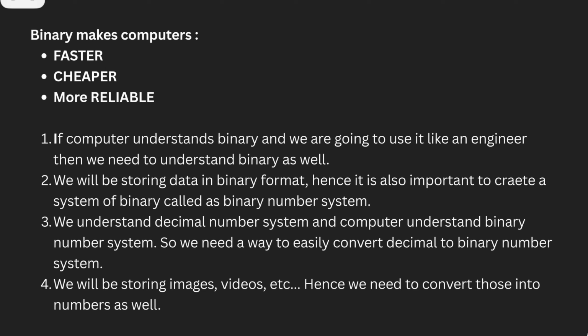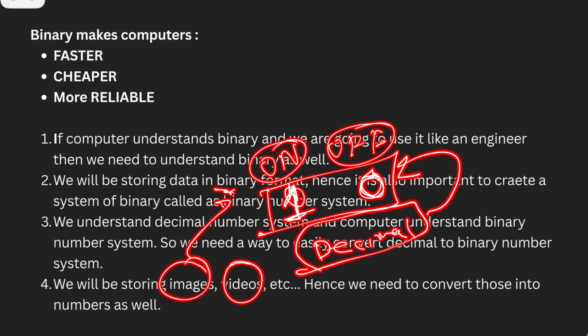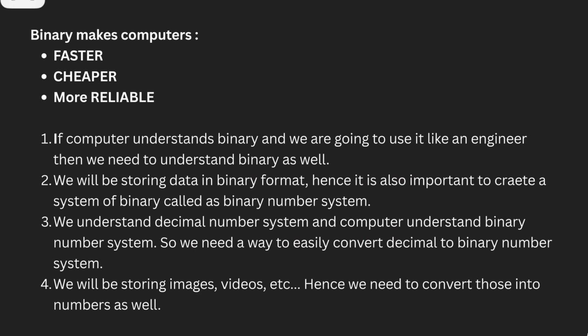Now, computers don't just store numbers, right? They store images, videos and whatnot. So all these things should be converted into numbers. These images and videos are all going to be numbers, in decimal or binary, doesn't matter, but they are going to be numbers only so that they can be stored in memory. Makes sense, right? It's very important for us to understand the binary number system because everything in a machine is stored in binary format only.